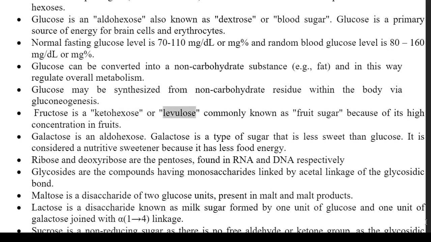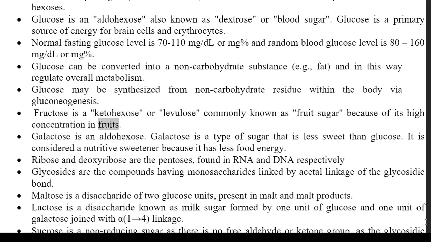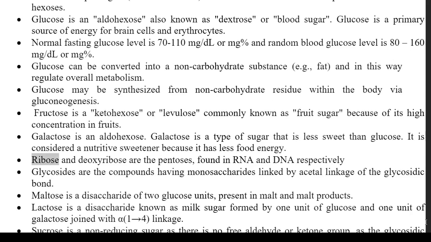Fructose is a ketohexose or levulose commonly known as fruit sugar because of its high concentration in fruits. Galactose is an aldohexose. Galactose is a type of sugar that is less sweet than glucose. It is considered a nutritive sweetener because it has less food energy. Ribose and deoxyribose are the pentoses, found in RNA and DNA respectively.